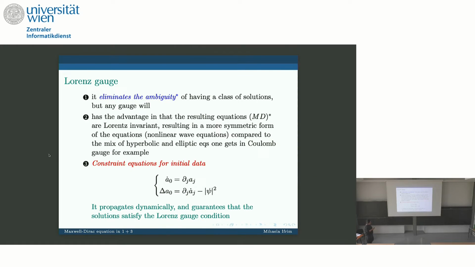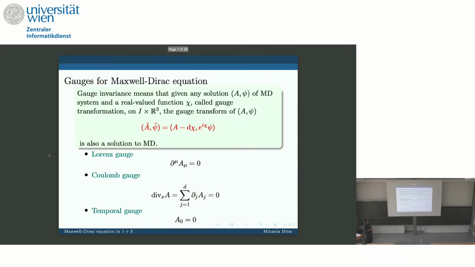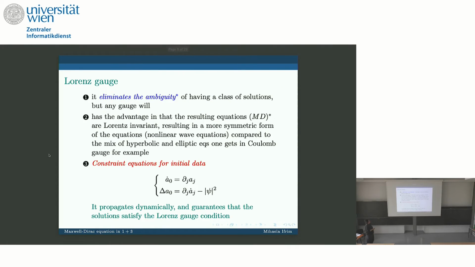And so let me give you some hints. First of all, why we choose Lorentz gauge. So first, it eliminates the ambiguity. You might have ambiguity of having a class of solutions. And like I said here, any gauge will, because you might have a class of such real valued chi's that will satisfy this, and that doesn't mean you are eliminating that ambiguity. And like I said, any other gauge is going to cut the numbers of potential solutions you're going to look at, but you're remaining with the class of solutions.